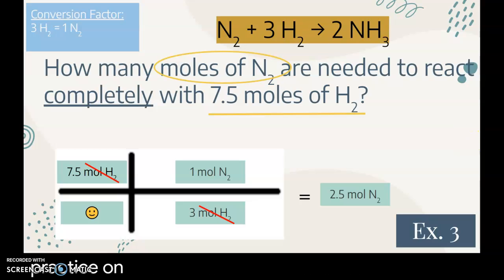You can work on the practice on the back if you want, but it's not required because you can do it next class. I really would prefer you study for your mole conversion quiz.